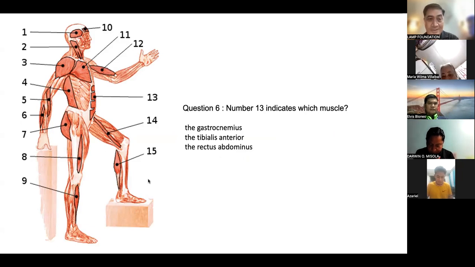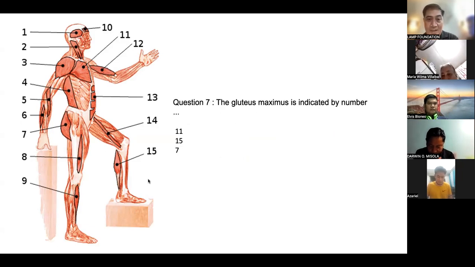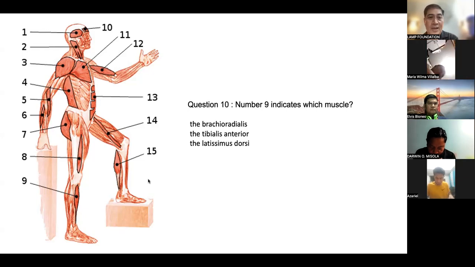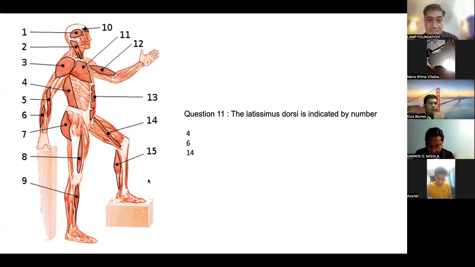Rectus abdominis. The gluteus maximus is indicated by number what? 7. Which number indicates the gastrocnemius? 15. Which muscle is number 11? Pectoralis major. Number 9 indicates which muscle? Tibialis anterior. The latissimus dorsi is indicated by number what? 4. Which number indicates the sartorius? 14. Which muscle is number 8? Vastus lateralis. Number 5 indicates which muscle?